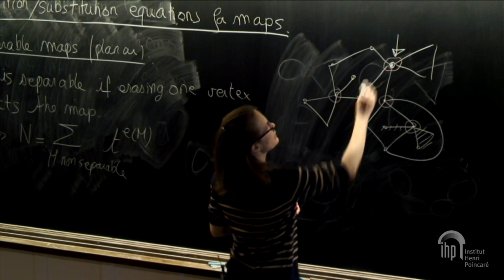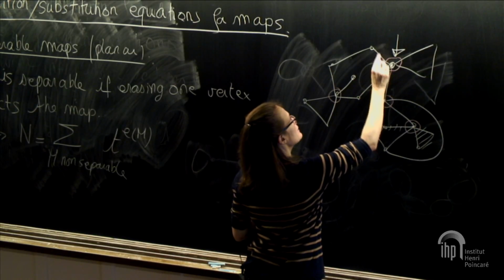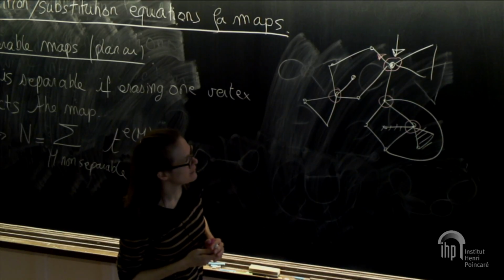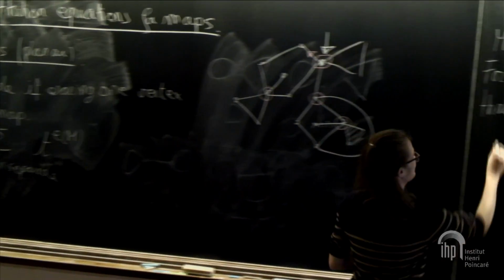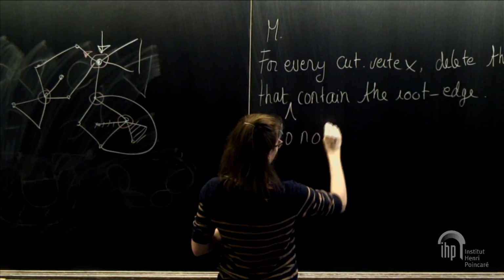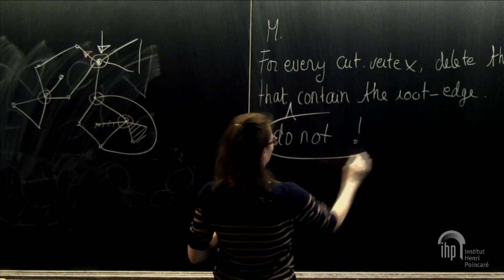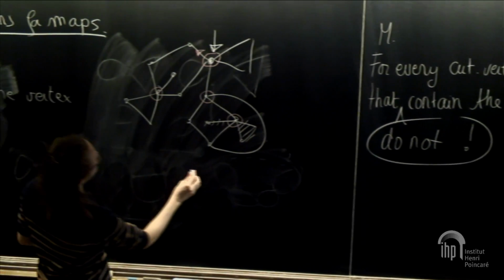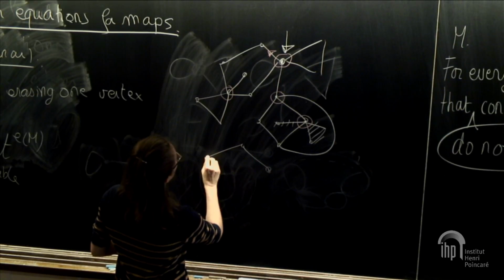So at the end, this is the root edge. Maybe I should write it: delete the components that do not contain the root edge. Oh, detail. Thank you. That's much better. So at the end, what I get here is just this little polygon.